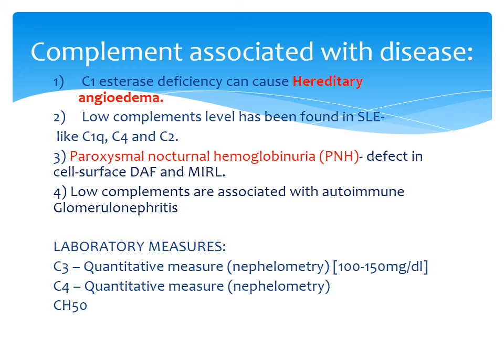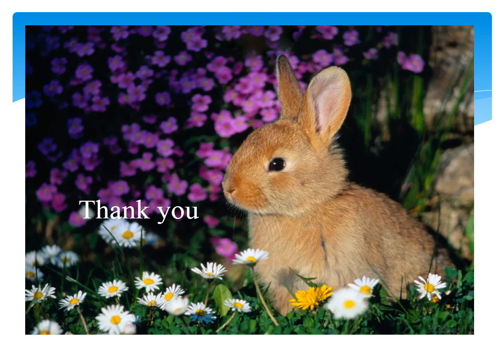These are the common diseases and these questions are many times repeated in postgraduate entrance examinations. Which enzyme deficiency causes hereditary angioedema? Paroxysmal nocturnal hemoglobinuria is associated with which protein deficiency? So these are the common questions.